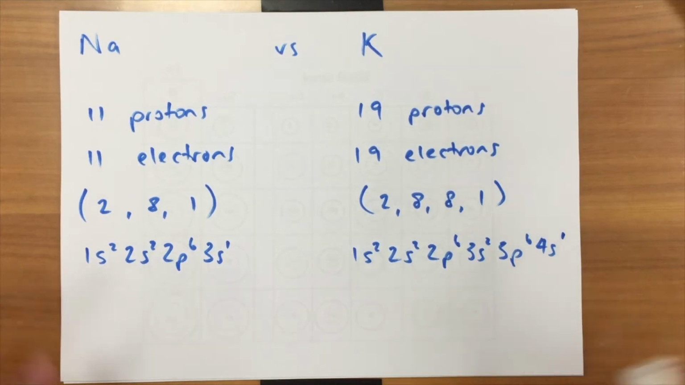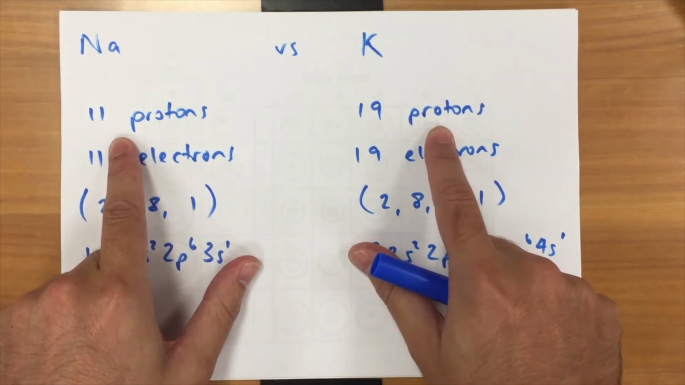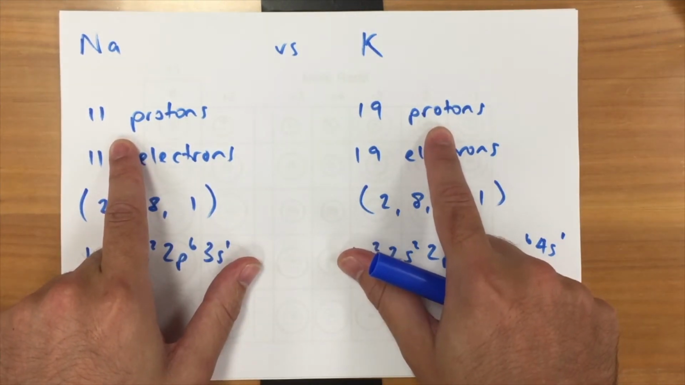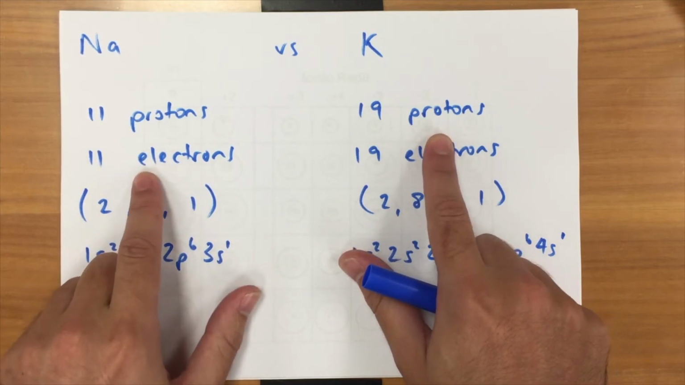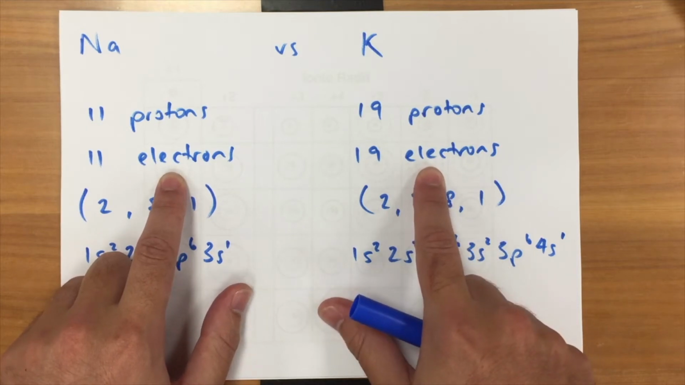Here we've got sodium and potassium. Again, I've written out all the data for these two. Sodium has 11 protons, potassium 19. So straight away we can see potassium is going to have a greater nuclear charge. 11 electrons versus 19 electrons. Okay, we need to see their configurations to know a bit more.